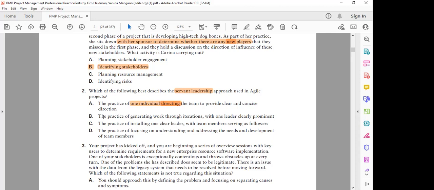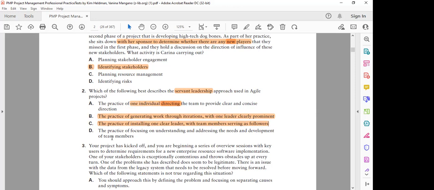The practice of generating work through iterations with one leader clearly prominent. It doesn't make sense even. It has no connection with the question, so it cannot be the answer. The practice of installing one clear leader with team members serving as followers. Leaders create more leaders, not followers, isn't it? So it cannot be the answer.